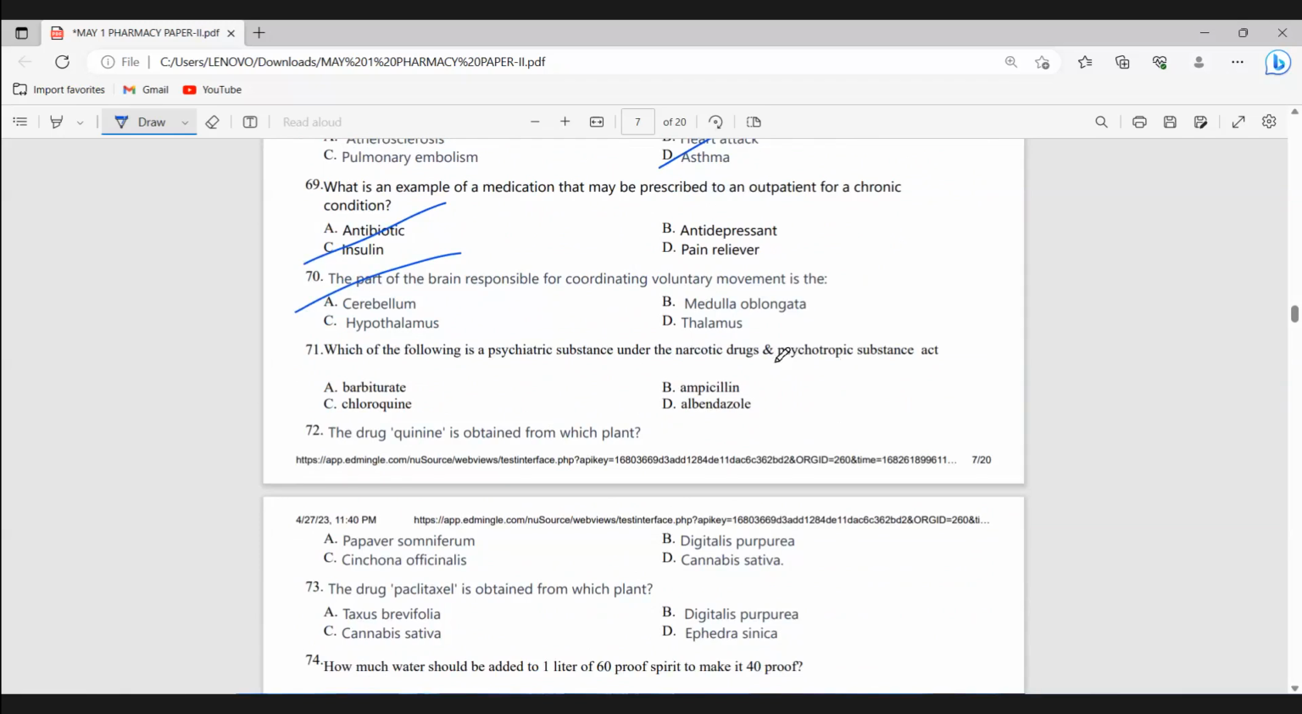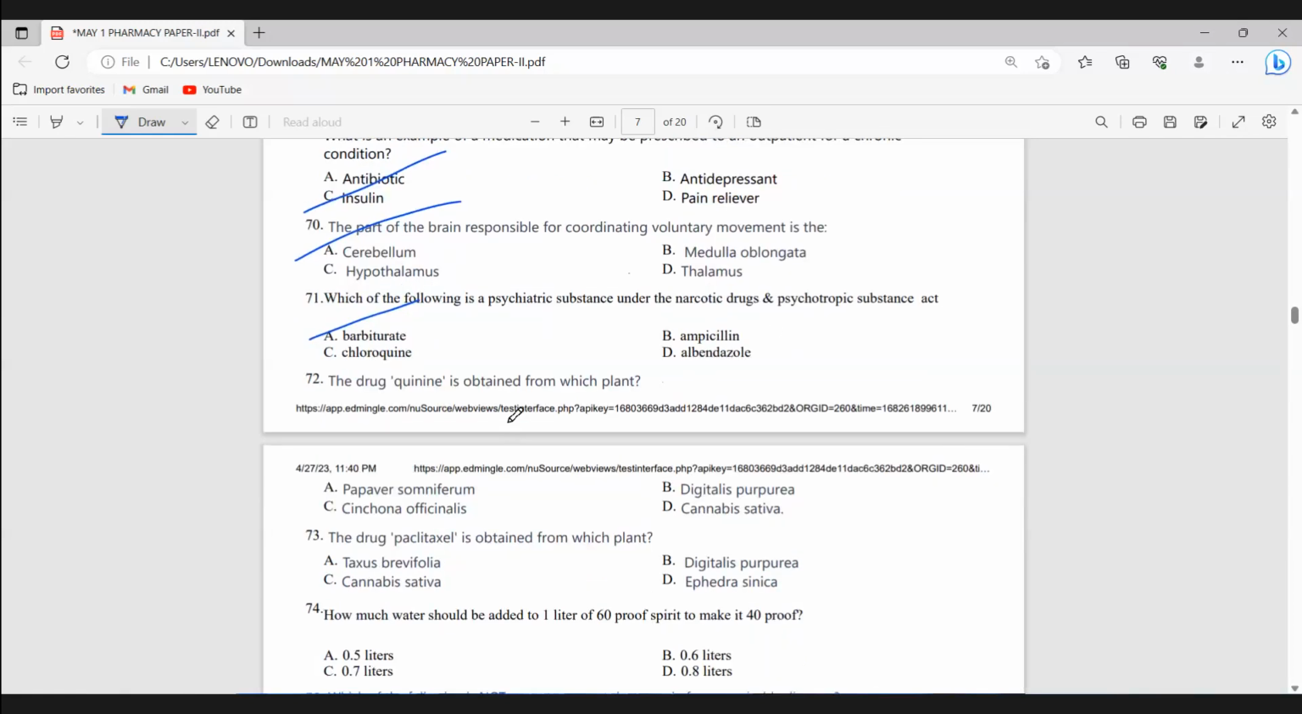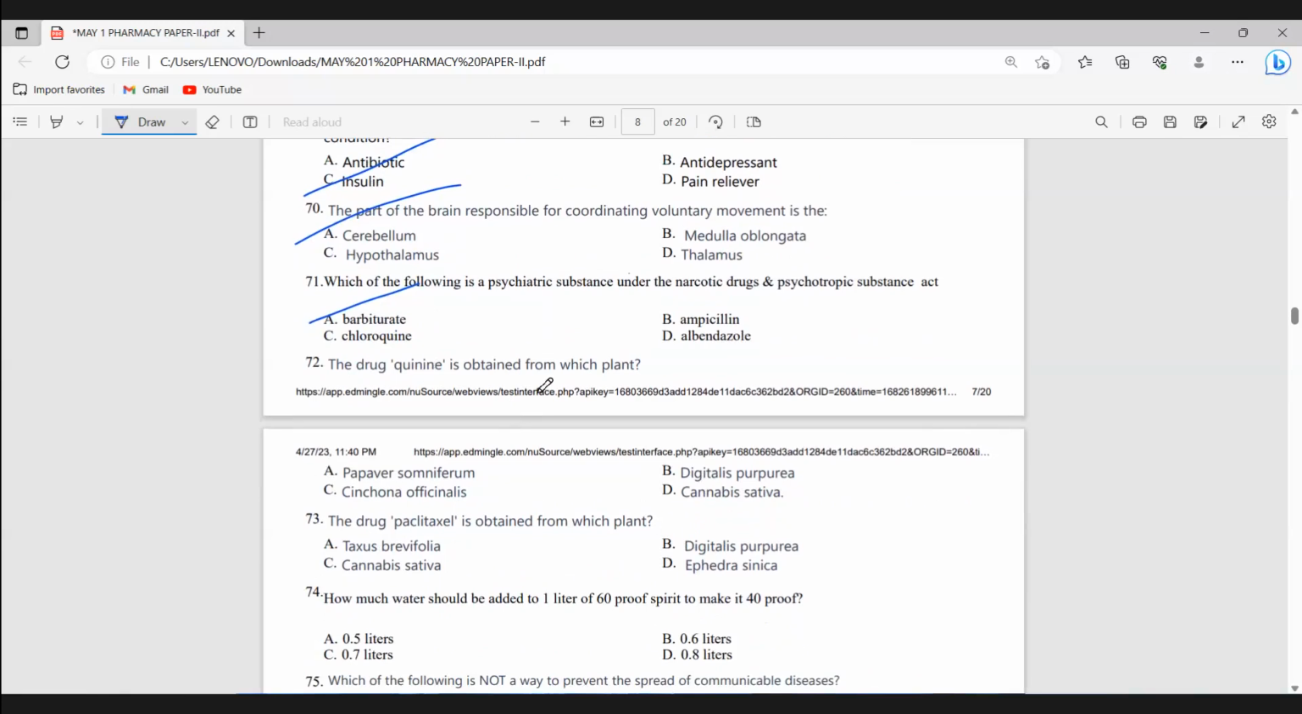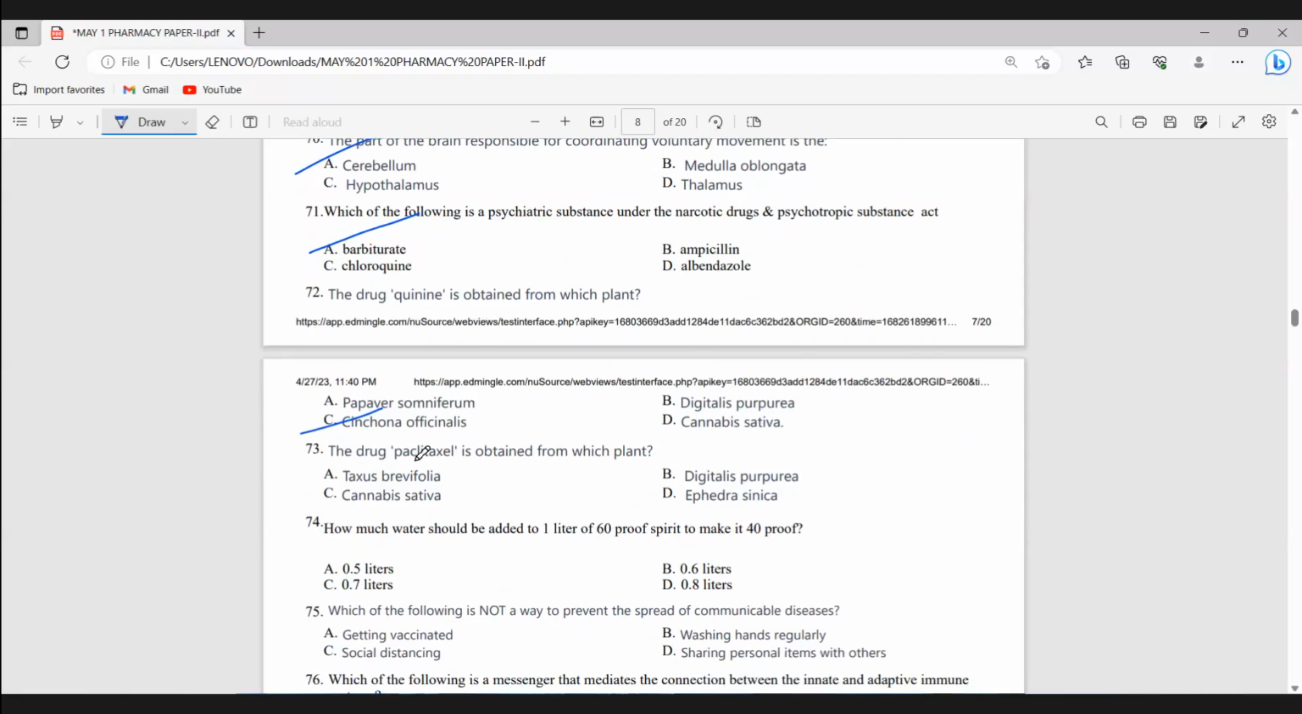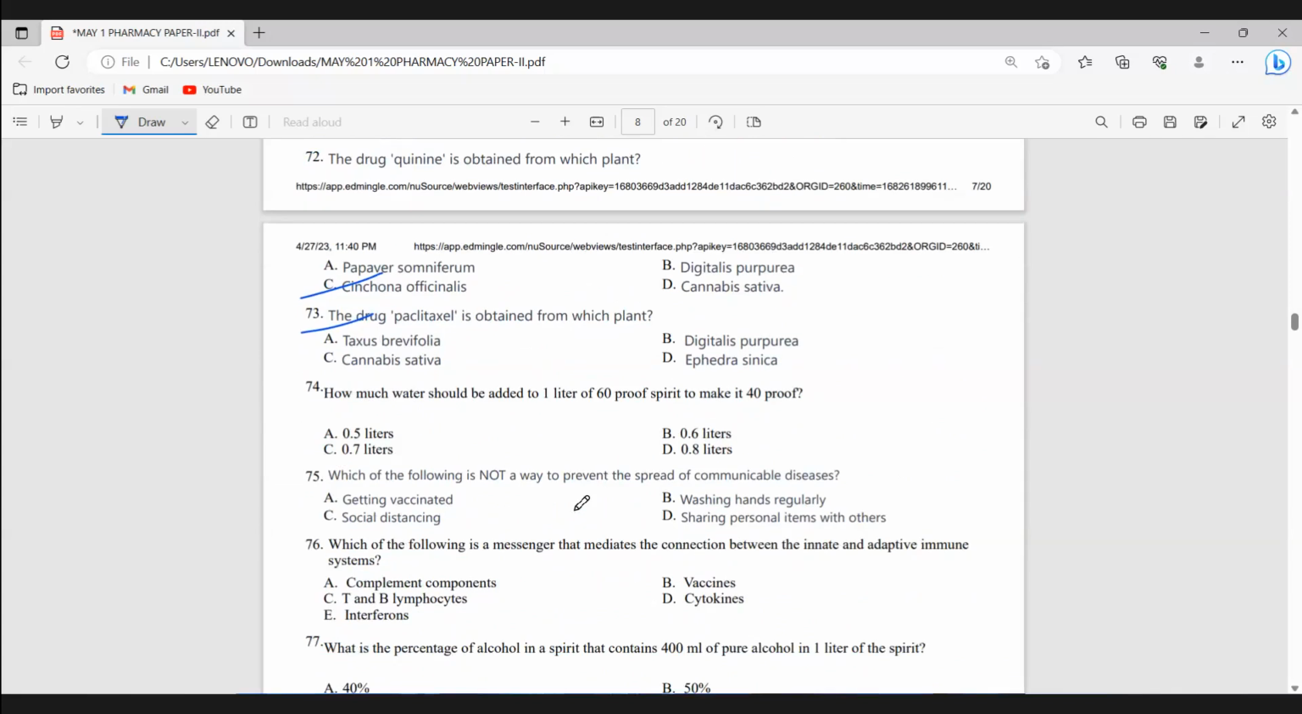71, narcotic. Barbiturate is your answer. Why? Because we can give all this, but barbiturate we cannot give. And 72, the drug quinine is obtained from which plant? Cinchona officinalis. Then 73, the drug paclitaxel is obtained from which plant? Paclitaxel is obtained from Taxus brevifolia.